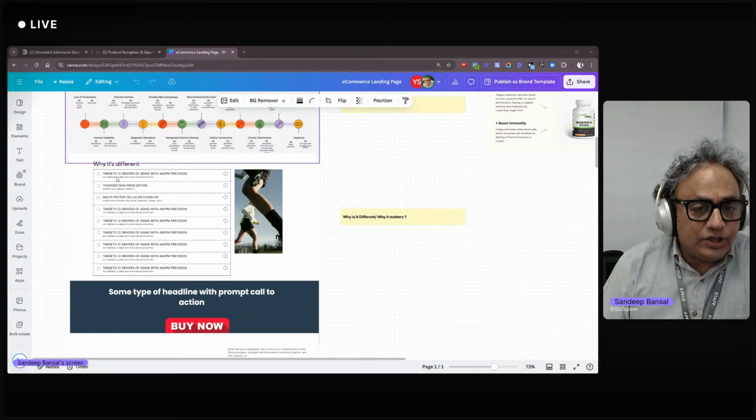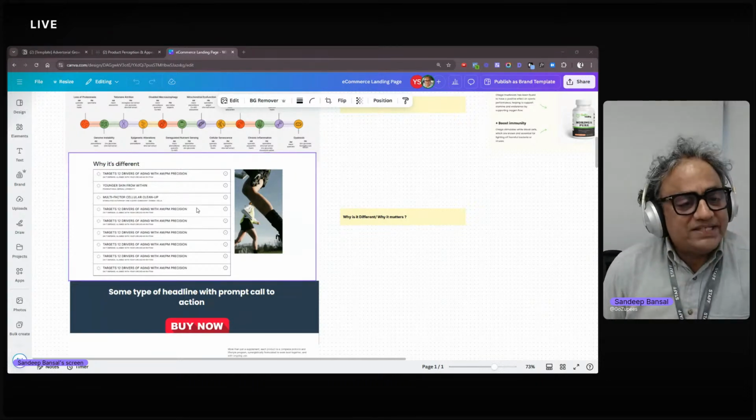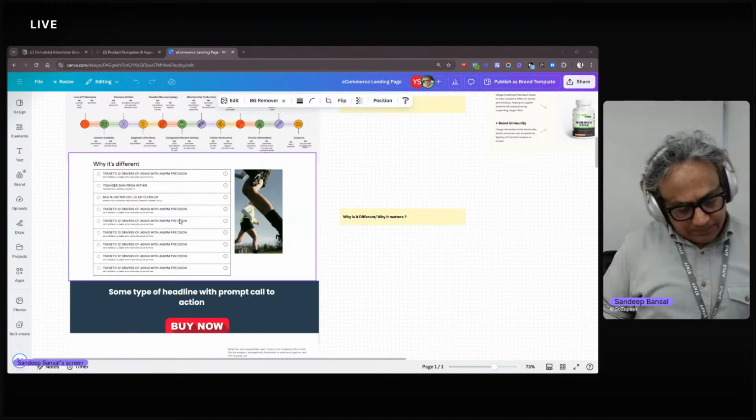And then your unique value proposition. Remember, these are not just for UVP. Why you are different? So why is it different? We're not doing a comparison here. We're simply stating the top highlights of our product. Think of it like this.